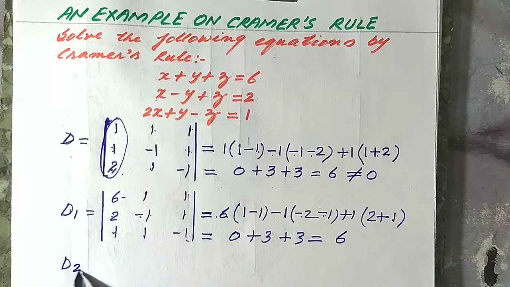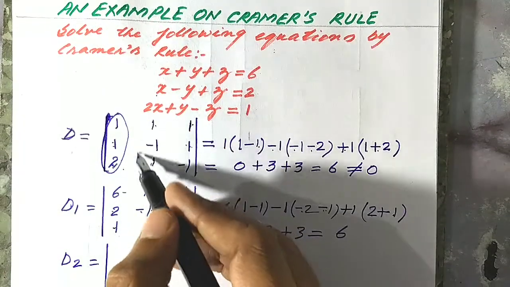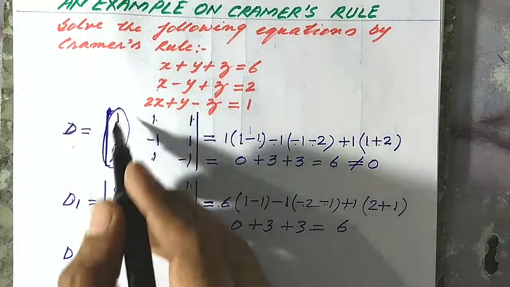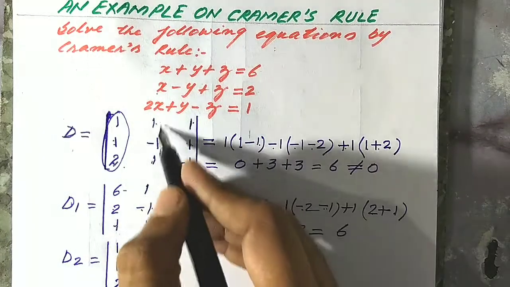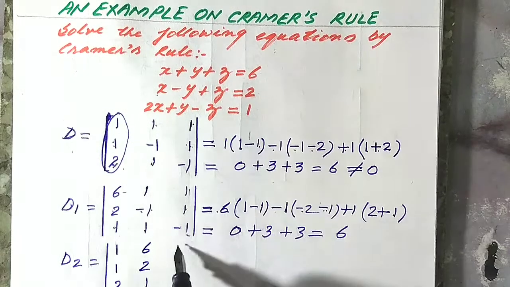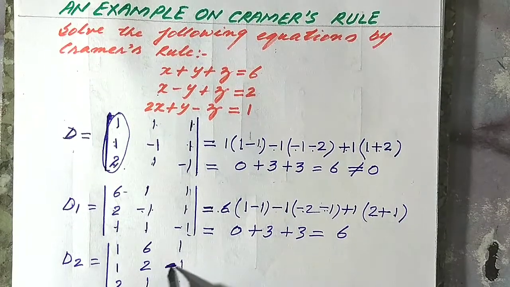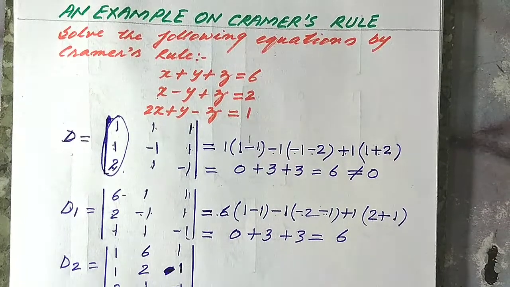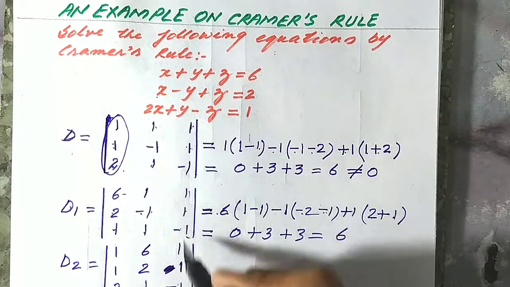6. Now we have to form D2, which is formed by replacing the second column of the D determinant by these constant terms. So 1, 1, 2 in D, and the second column is replaced by 6, 2, 1, and the third column as it is, 1 minus 1, 1. Sorry, that is 1, 1, minus 1. So this is plus 1, 1, 2, and this is replaced by 6, 2, 1, and this is 1, 1, minus 1.